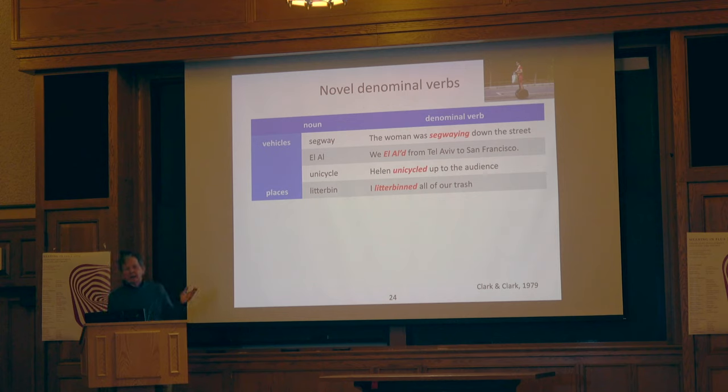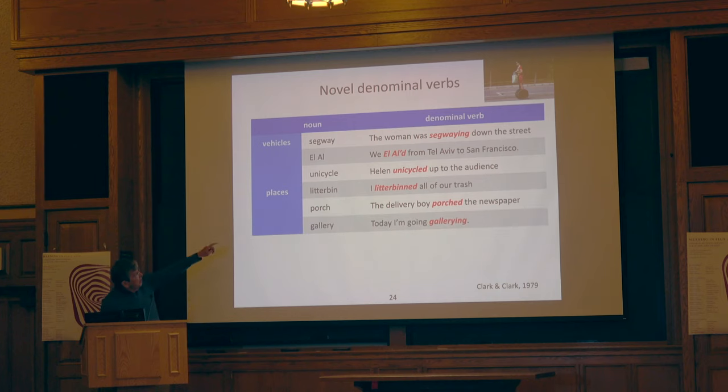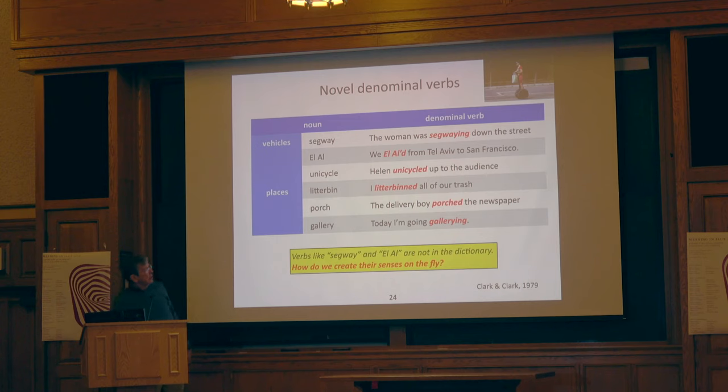I was just reading the novel on the way here, and there are these things all the way through the novel. I mean, this is not a trivial thing. The boy torched the newspaper. Today I'm going Gatorade. These come from places, and these come from vehicles, and I have this classification of about, I would say, 1,000, 2,000 of these examples that all fit into a bunch of small categories, except all of them require you to know something beyond the conventional meaning of the word. So they're not in the dictionary, so how do we create the senses on the fly?